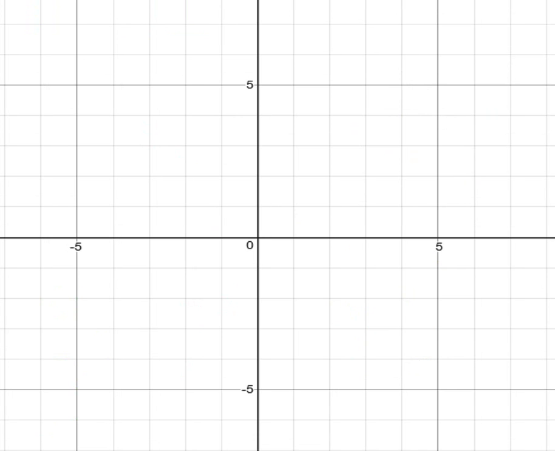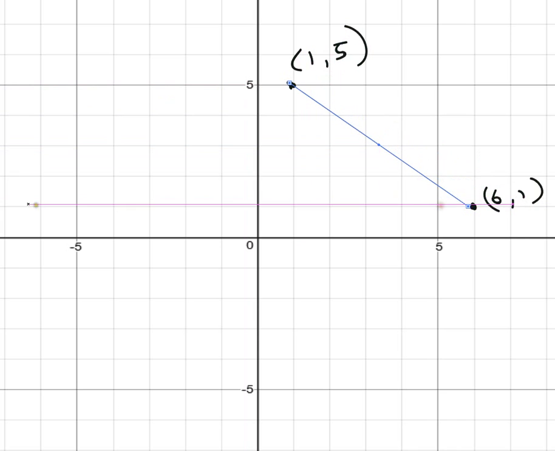There we go. So let's have a go. So what we did is we first have to plot the points. So let's start with 6 and 1, which is there, and 1 and 5, which is there. So this here is 6 and 1, and that is 1 and 5. So we want to find the midpoint, which is halfway between there and there.